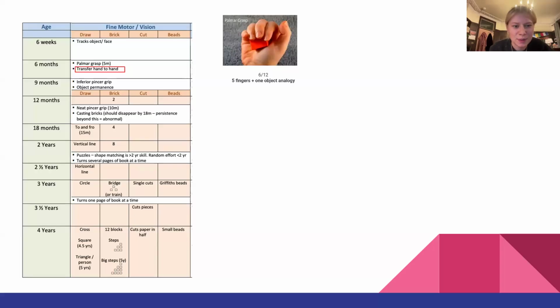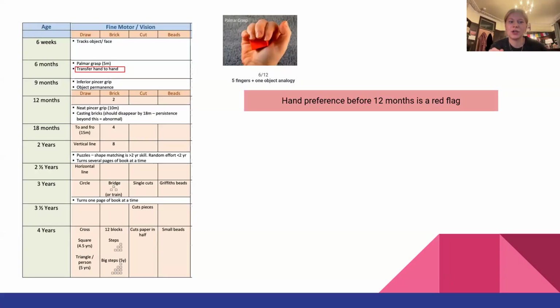And if you click on the next one, perfect. The main thing here is hand preference before 12 months is a red flag. I'm going to ask you why that is. It was briefly mentioned on the previous slide as well on the table, but if there is any hand preference before 12 months, it's a sign of cerebral palsy, so it should be referred. So if you see a kid that is predominantly only using their right hand and sort of ignoring the left one, it could be a sign of cerebral palsy at that age.